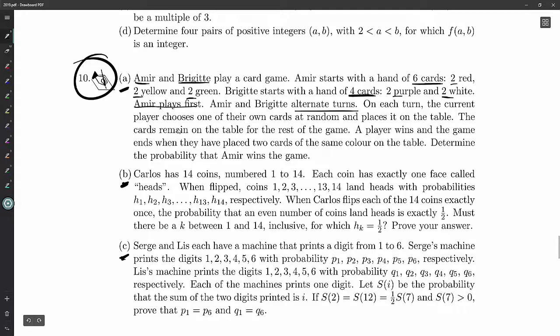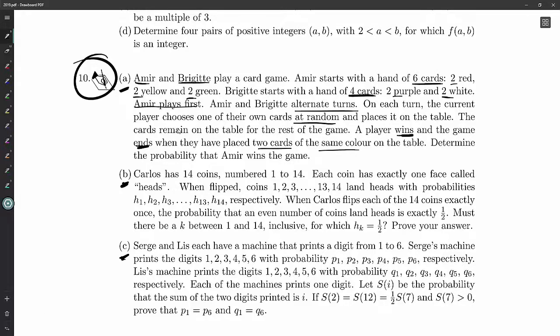On each turn, the current player chooses one of their own cards at random, so there's probably some probability going on here, and places it on the table. The cards remain on the table for the rest of the game. A player wins, and the game ends, when they have placed 2 cards of the same color on the table.